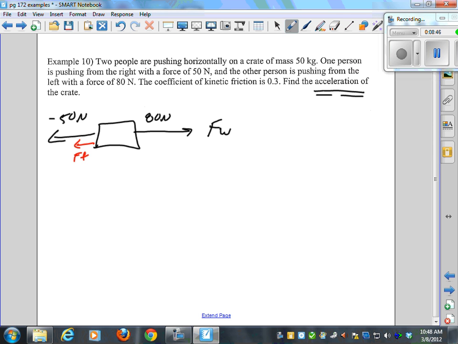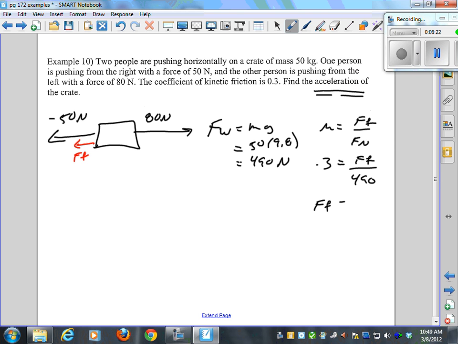First of all, I have to do my weight force, right? By the way, if at any time you're really stumped, always put the weight force down. Quite often there's a mark associated with that. So this is going to be 50 times 9.8, which is 49, I believe, right? Oh, sorry, 490. That's what I meant. So the weight force is 490. Then you're going to go mu equals Ff over Fn. So 0.3 is equal to friction force over 490. So you get a friction force of 147.